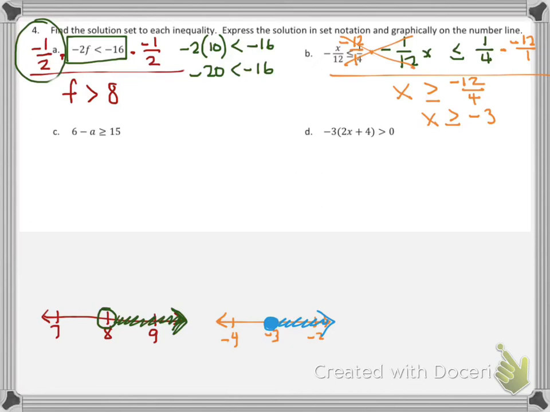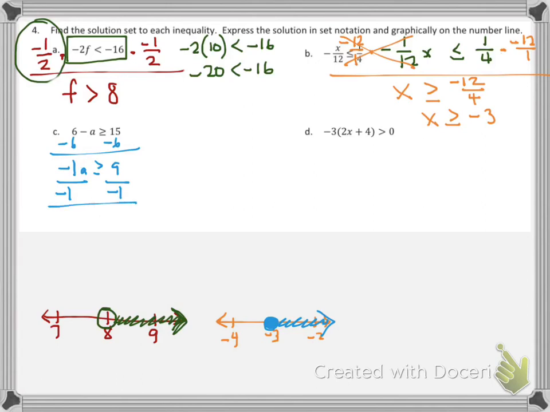All right. Let's see. C. Subtract 6. Subtract 6. That gives me a negative a, or negative 1a, if I want a coefficient there, is greater than or equal to 9. And then I'm going to multiply. Well, instead of multiplying by reciprocal, which I think is the best thing to do to make sure you can handle fractional coefficients, you could also divide, right? I could divide by a negative 1.